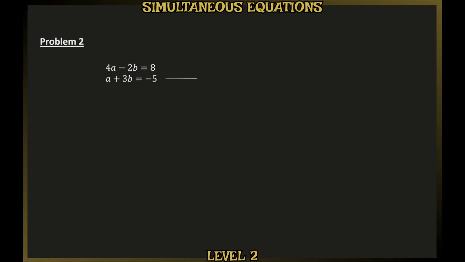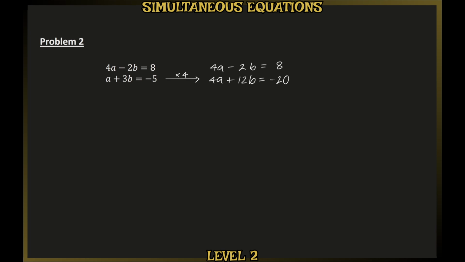But we can see that if we multiply this bottom equation by 4, this is going to give us a 4a in both equations. So if we multiply the whole equation by 4, we have a times 4, which is 4a, plus 3b times 4, which is 12b, and then minus 5 times 4 is minus 20. And the equation above just stays the same. So 4a minus 2b is equal to 8.